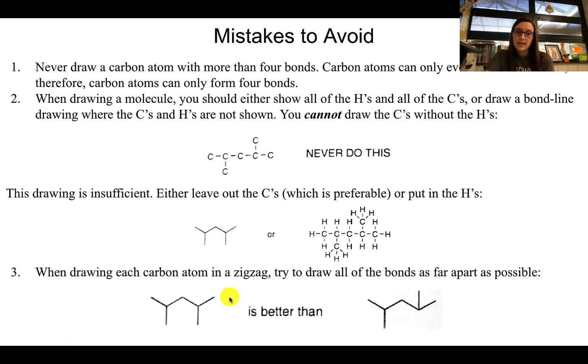And then when drawing each carbon atom in a zigzag, draw all of the bonds as far apart as possible. Just like we talked about with the double bond, you want to even do it with single bonds. So having it drawn like this with the single bonds both pointing down is actually better than one of them pointing up and one of them pointing down, because in this right side of the molecule, you actually have these 3 bonds that are closer to each other than if you tried to separate them as much as possible. And that'll get better as you practice drawing.